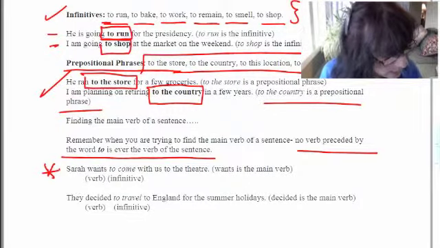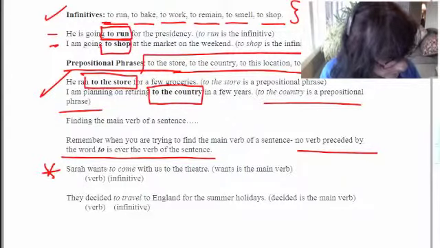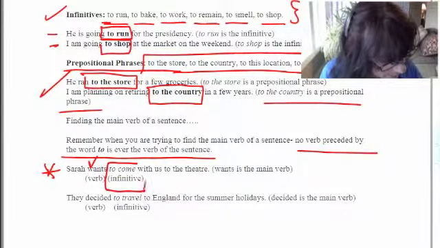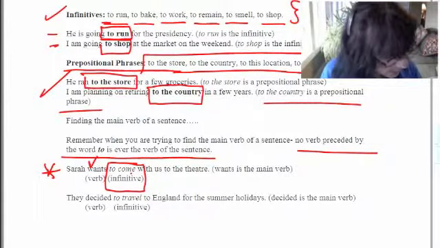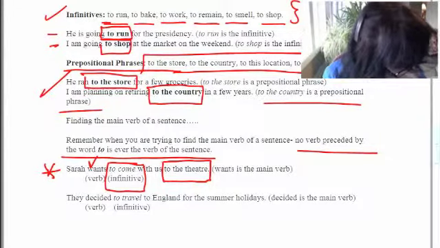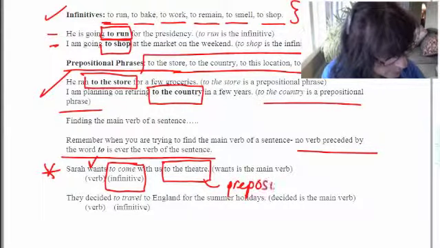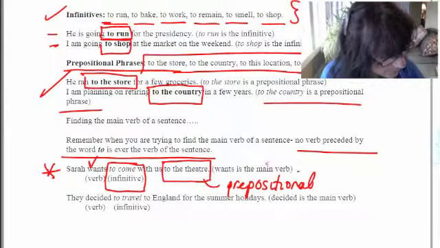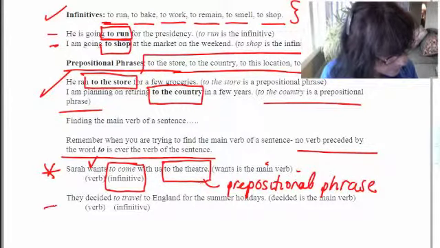Let's look. Sarah wanted to come with us to the theater. Okay? Wanted, that's the main verb. To come, there's your infinitive. You've got to plus the action come. Now you see this, to the theater. There's the word to again, but that's not an infinitive. That's called a prepositional phrase. There's no action. So that's the difference between an infinitive and a prepositional phrase.